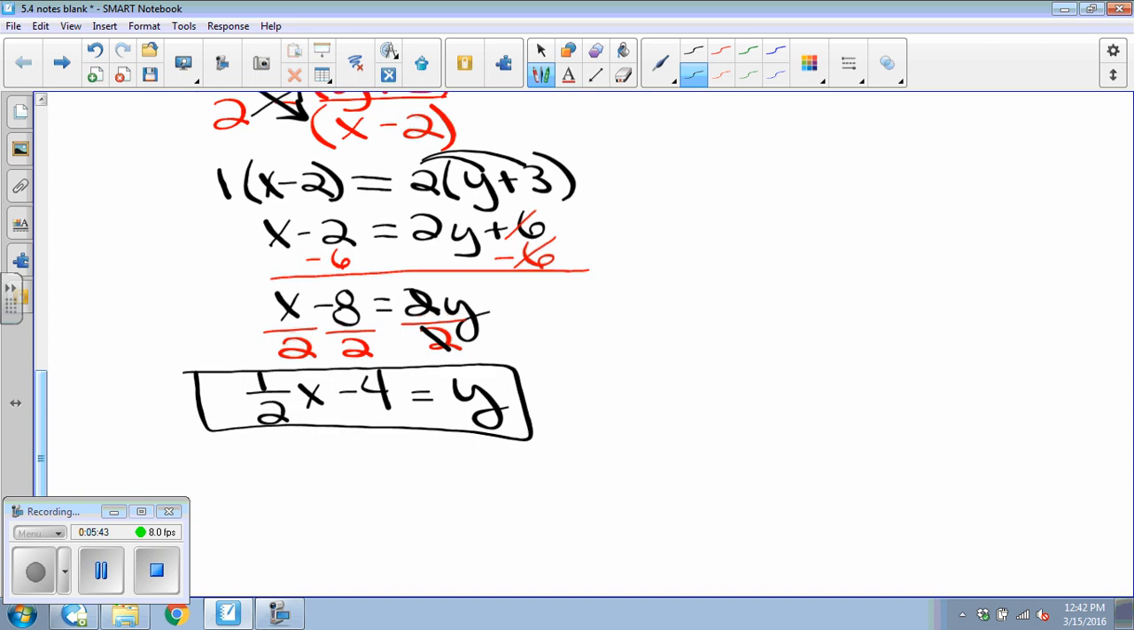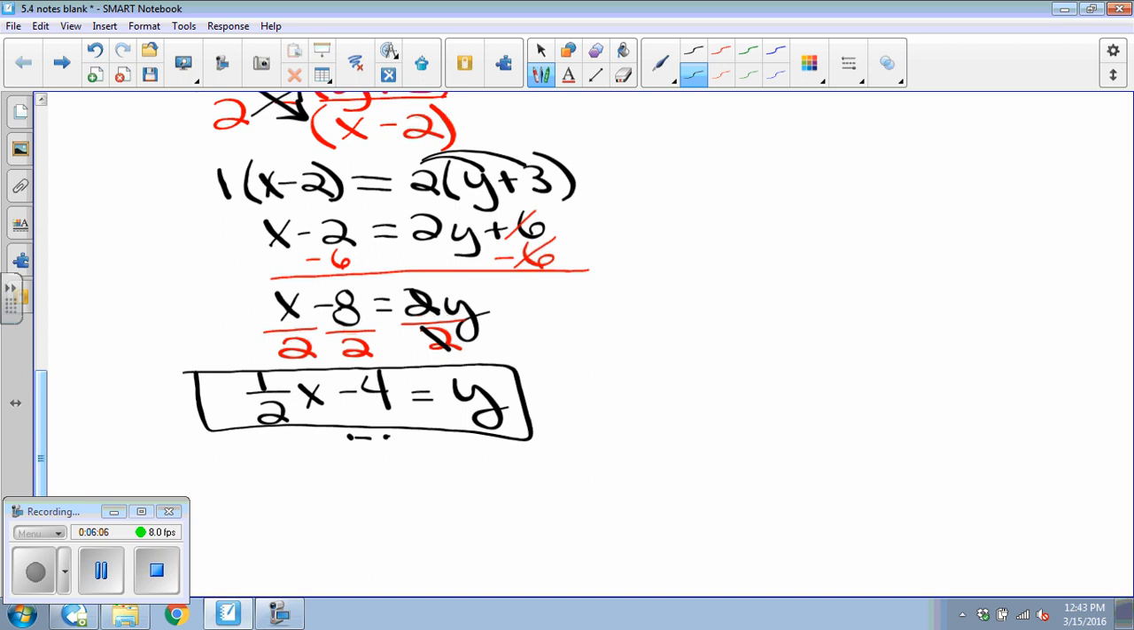So you're going to plug in x, you're going to plug in y, you're going to plug in your slope, then you're going to cross-multiply and get y by itself. Now, if I'm looking at this line, what's the slope? 1/2. What's the y-intercept? Negative 4.